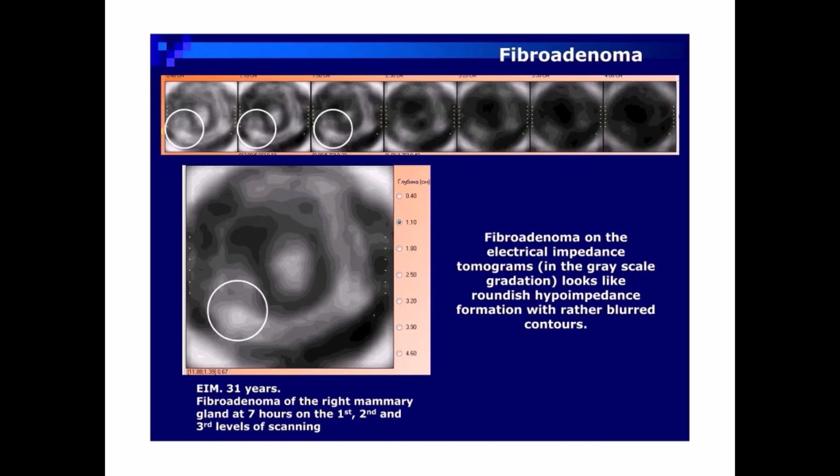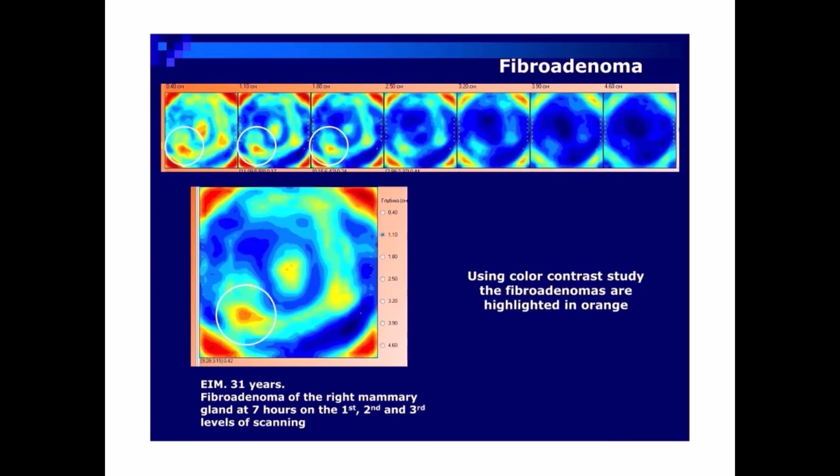Fibroadenoma of the right mammary gland at 7 hours on the first, second and third levels of scanning. Fibroadenoma. Using color contrast study, the fibroadenomas are highlighted in orange. EIM, 31 years.